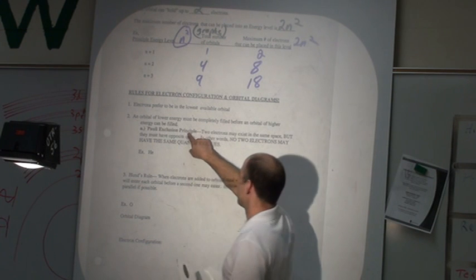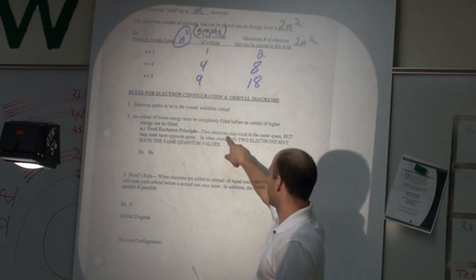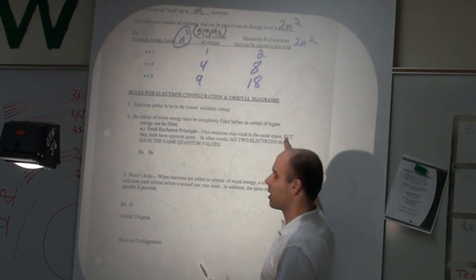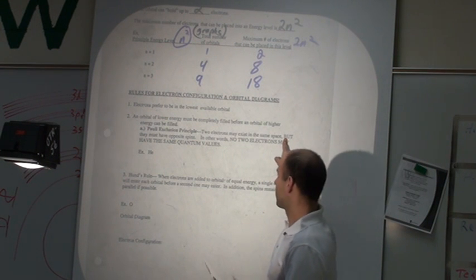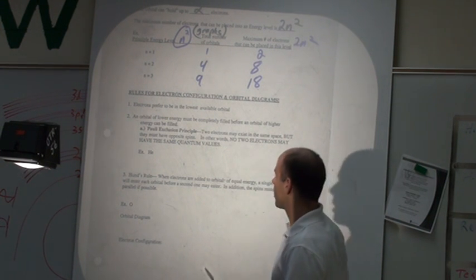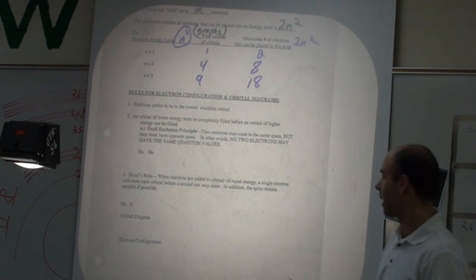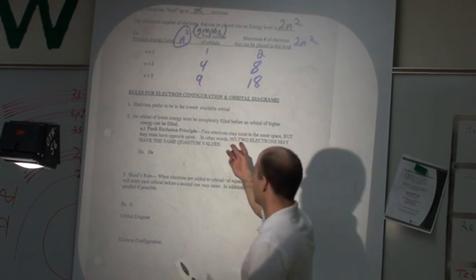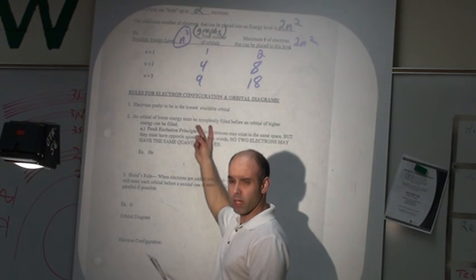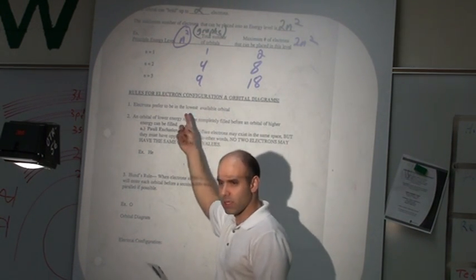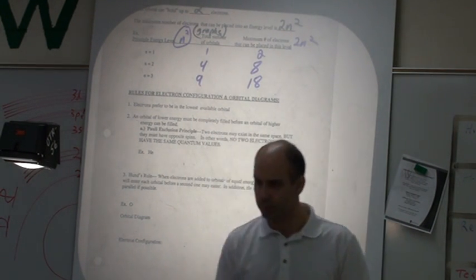The Pauli exclusion principle, though, states that 2 electrons may exist in the same space as long as they have opposite spins. In other words, no 2 electrons may have the same 4 quantum values, and I'll explain what that means on Monday. But basically, what this is saying is you can put 2 electrons in each orbital as long as they have opposite spins.